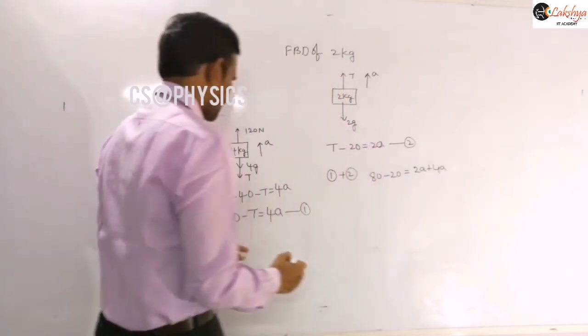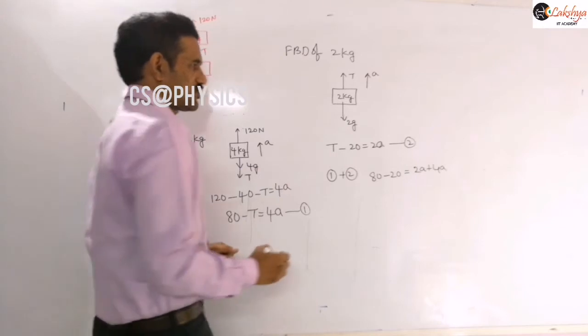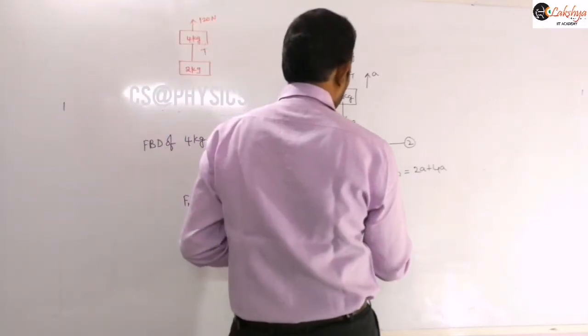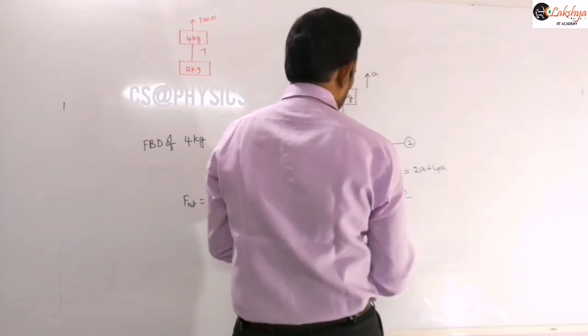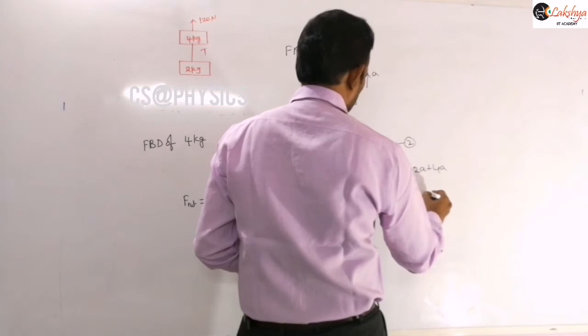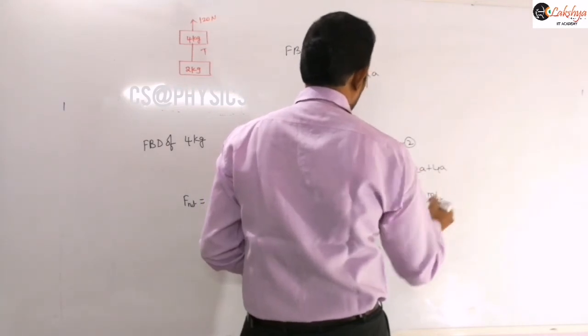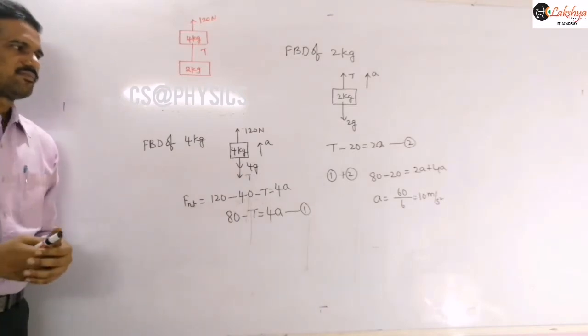So the T will be cancelled, right? Here minus T is there and here plus T is there. So 80 minus 20, therefore A is equal to 60 by 6. So you will get this value as 10 meter per second square, right? So that is the acceleration of that system.